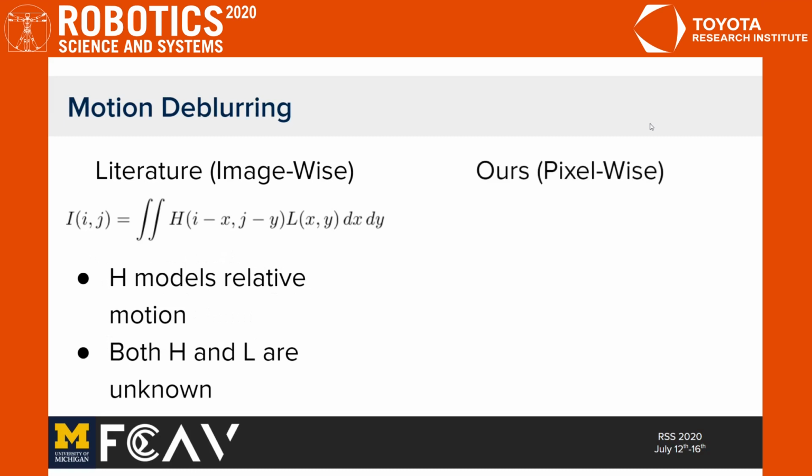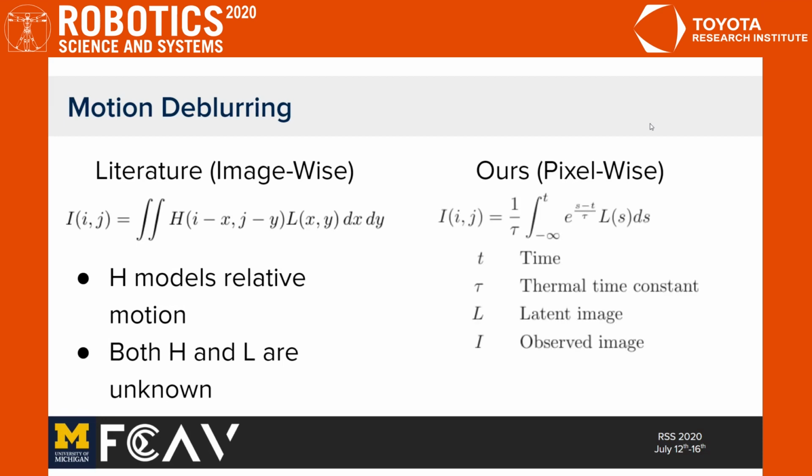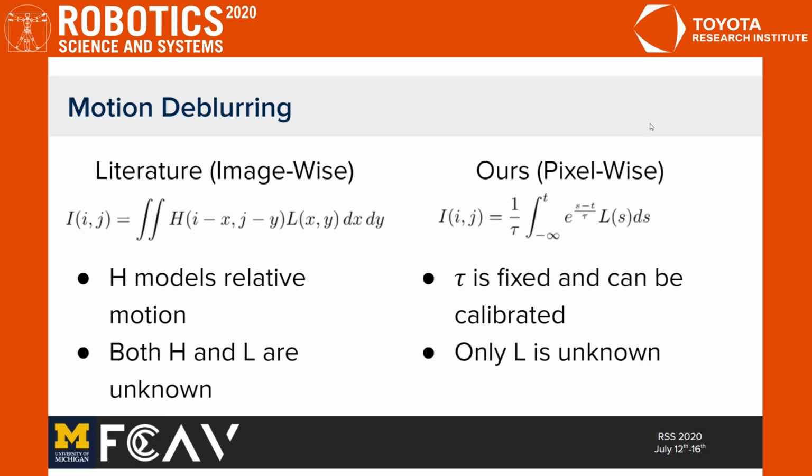We instead approach the problem purely in temporal domain pixel-wise. This is a closed-form solution for microbolometers where tau is a fixed camera parameter. Notice the absence of h and the only unknown is the latent image L. In our paper, we formulate a convex optimization problem to estimate L from a sequence of high frame rate measurements.